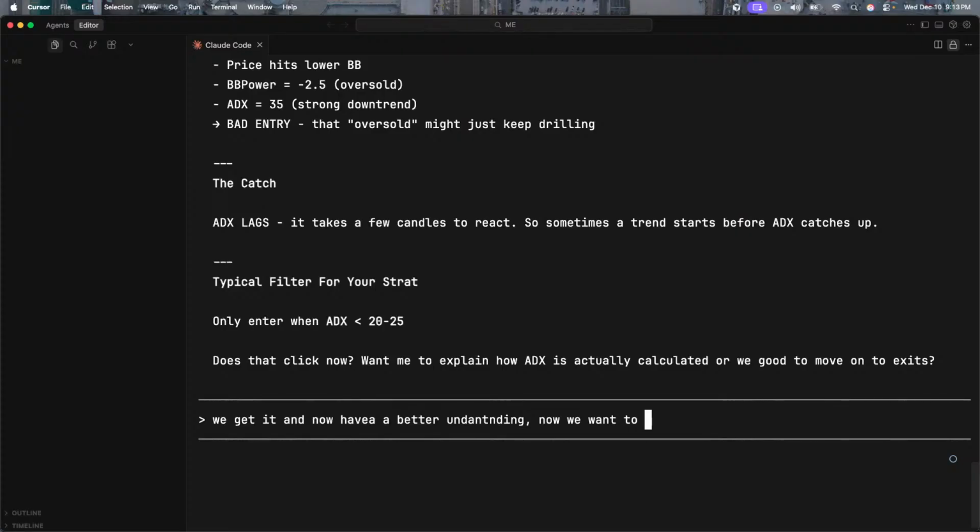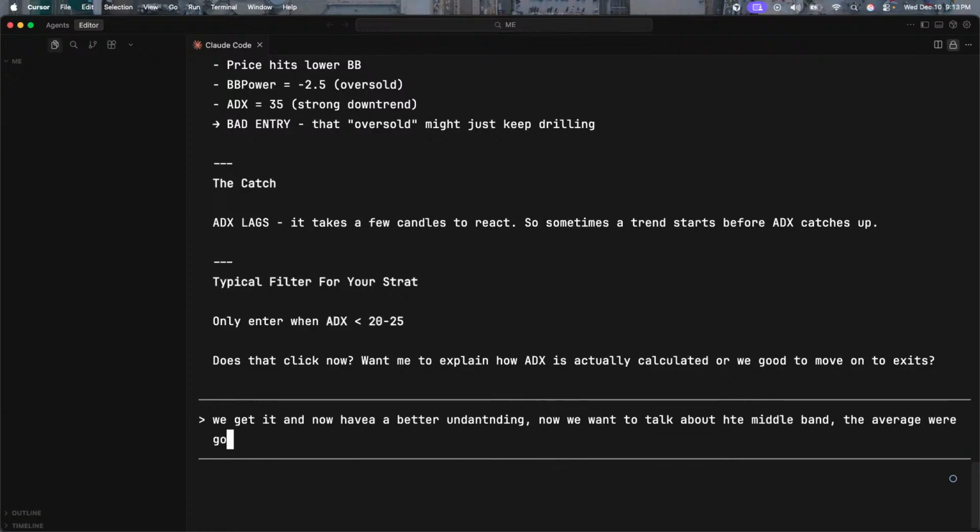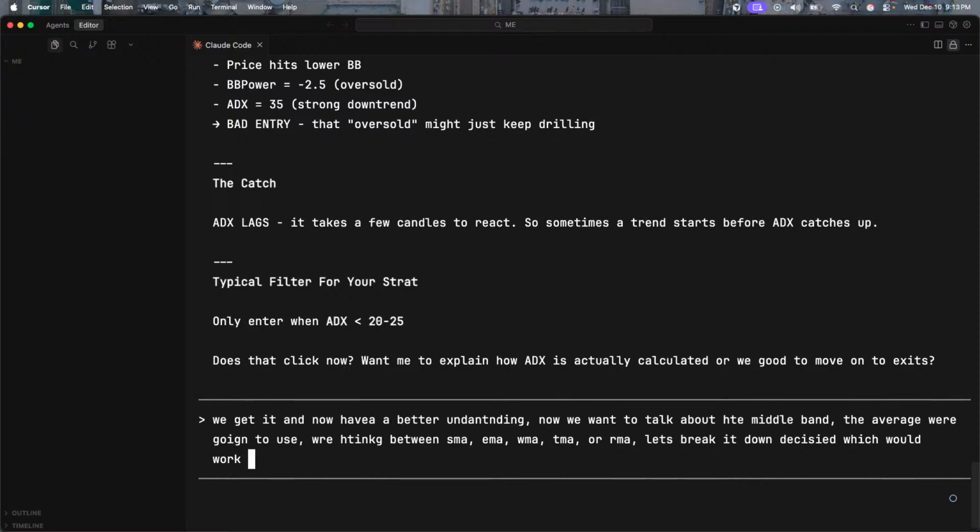Now we want to talk about the middle band, the average we're going to use. We're thinking between SMA, EMA, WMA, TMA, or RMA. Let's break it down and decide which would work here.